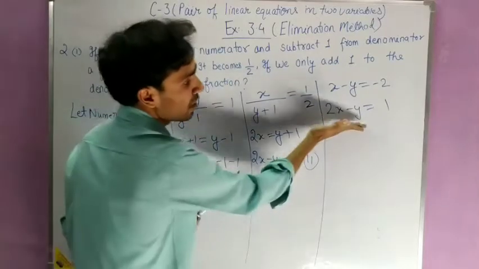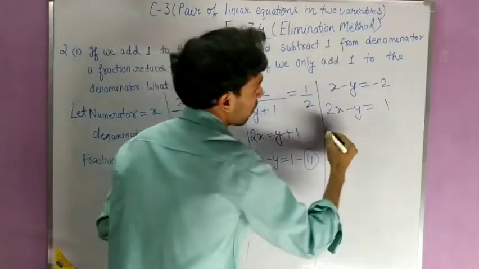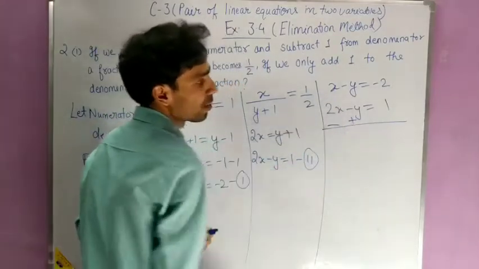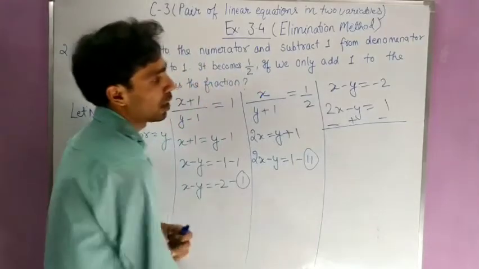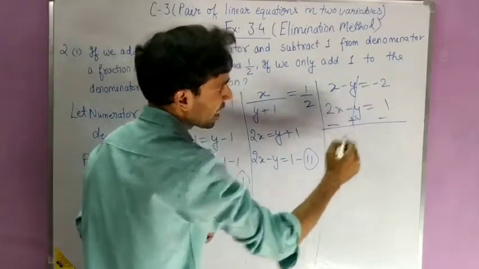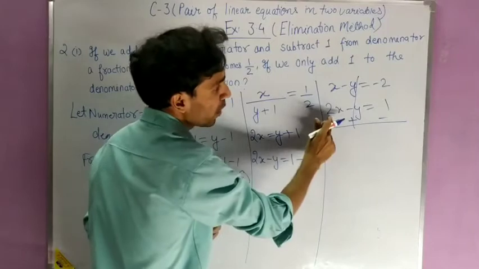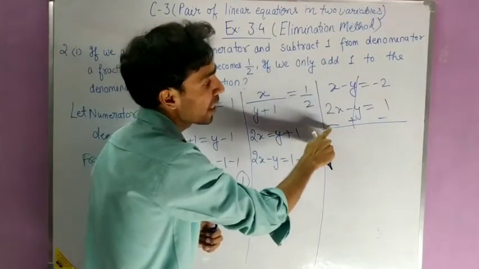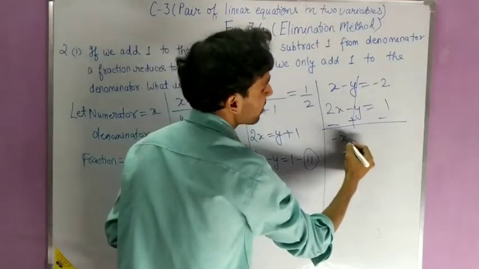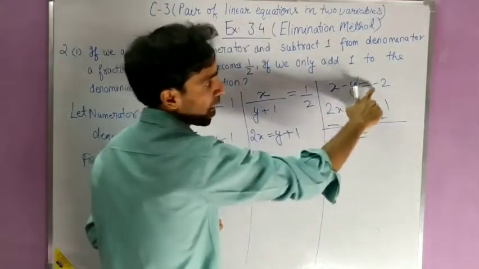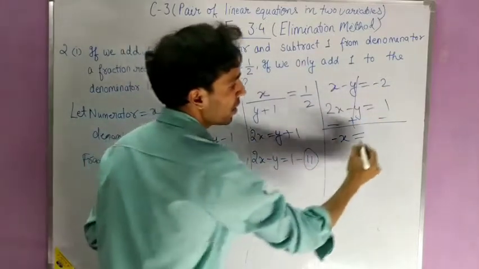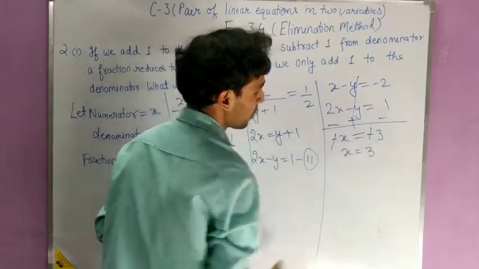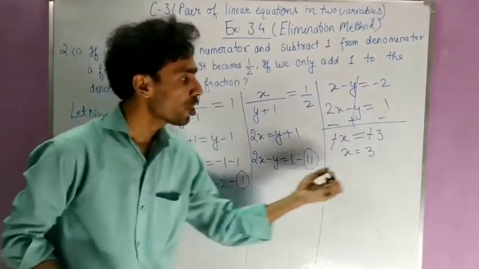Now you subtract this equation from this equation. When you subtract, this 2x becomes minus, this becomes plus, and this becomes minus. Now see, this y cancels, and now minus 2x and plus x, so minus 2x plus x will become minus x equal to minus 2 minus 1. What will be? Minus 3. So minus minus cancel, so x will be 3. Okay, now you got the value of x.